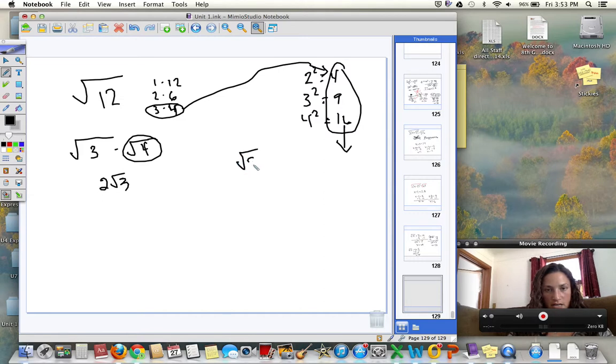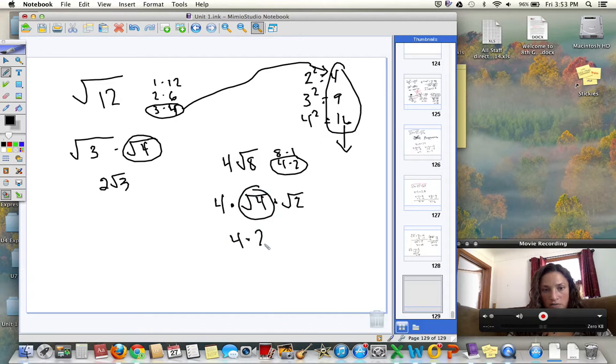What if I had 4 root 8? 8 times 1, 4 times 2. Here we go. So now this is 4 times the square root of 4 times the square root of 2. Square root of 4 is 2. So now I have 4 times 2 times the square root of 2. 4 times 2 is 8, and I still have my root 2.